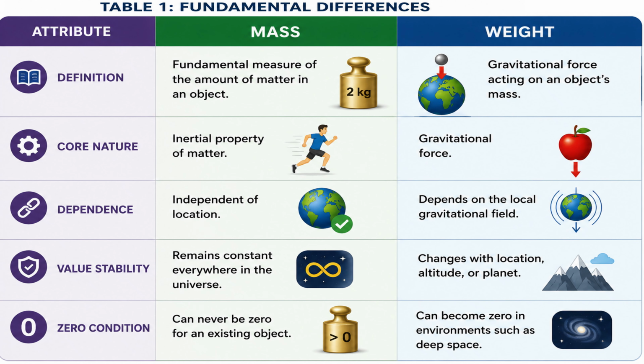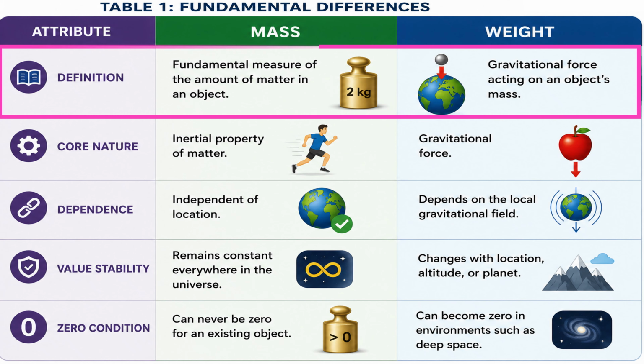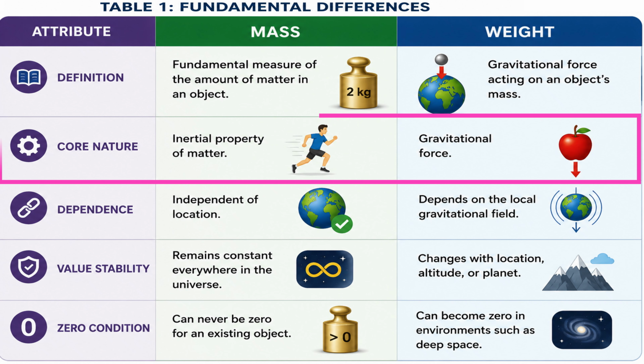Let's understand the fundamental differences between mass and weight. Definition: mass is the amount of matter in an object. Weight is the gravitational force acting on that object's mass. Core nature: mass is an inertial property, meaning it resists changes in motion. Weight is a gravitational force caused by gravity.